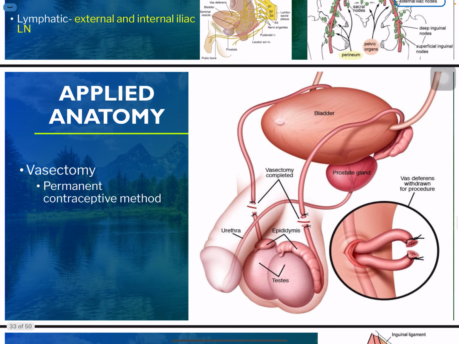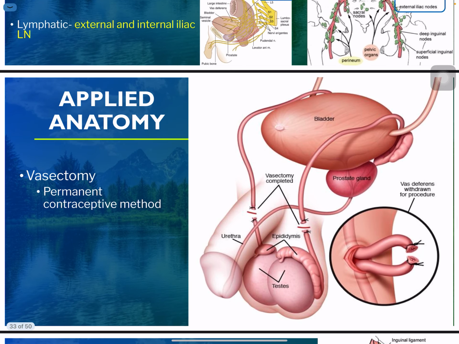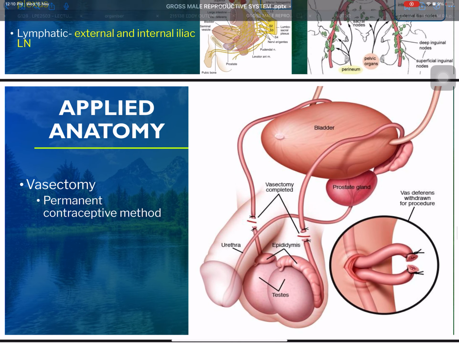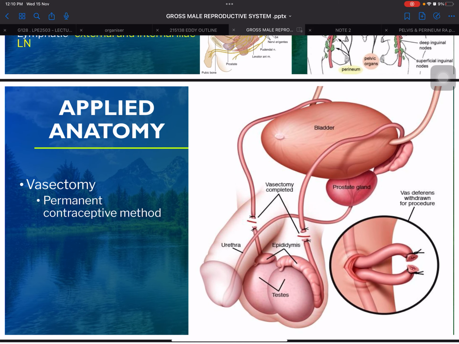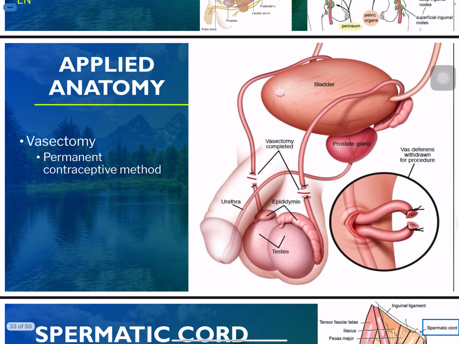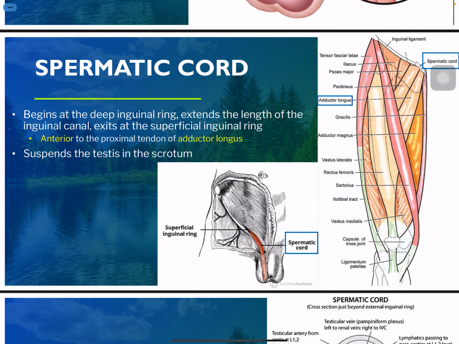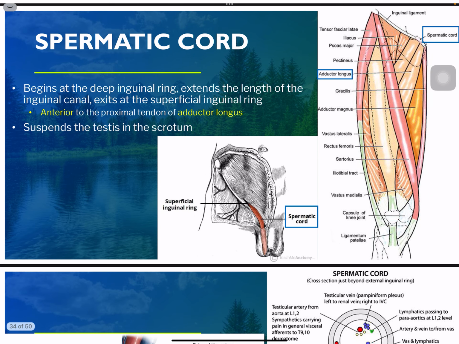Okay, so it begins at the deep inguinal ring, extends the length of the inguinal canal, and exits at the superficial inguinal ring. Okay, and it is anterior to the proximal tendon of the ilioinguinal nerve and the testis in the scrotum.